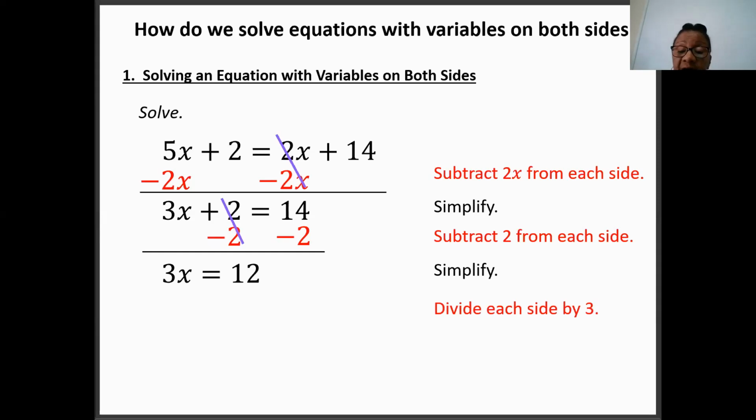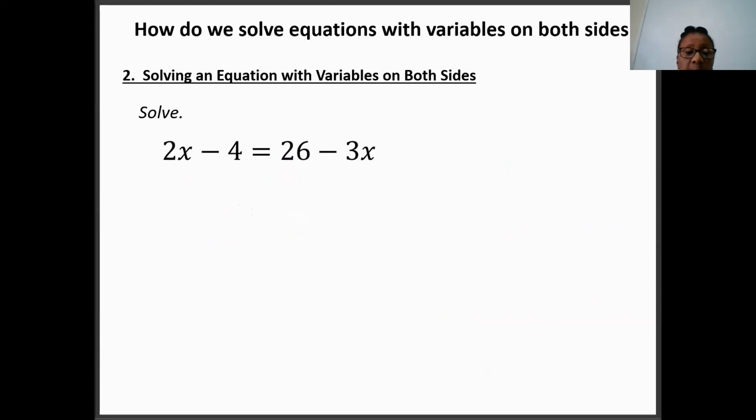We should divide each side by 3. And so now our equation should look like this. And now the 3 will cancel out. X is left by itself, and 12 divided by 3 is equal to 4. Now, okay, we did this one, but you can go ahead and solve this one since we attempted it before.